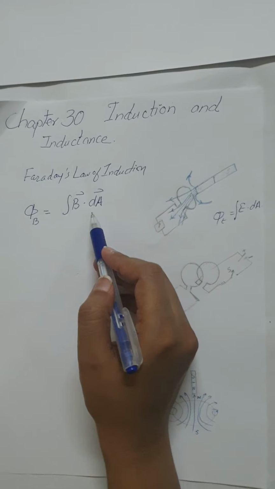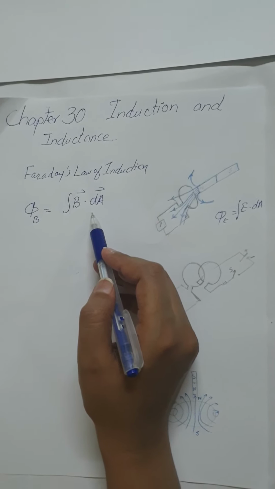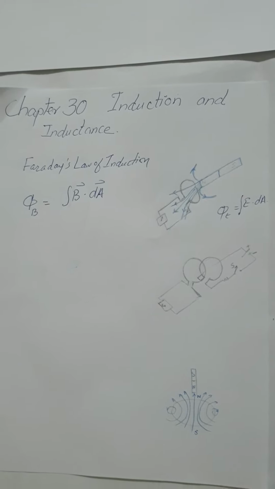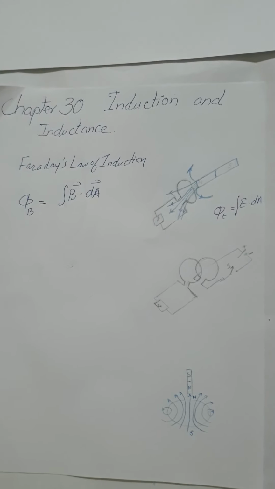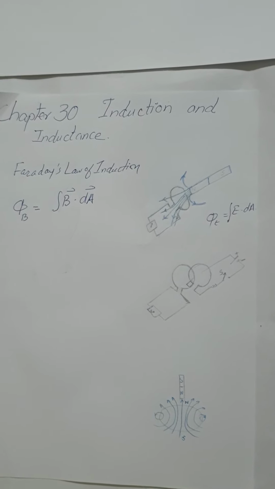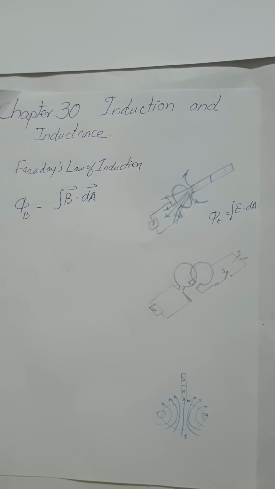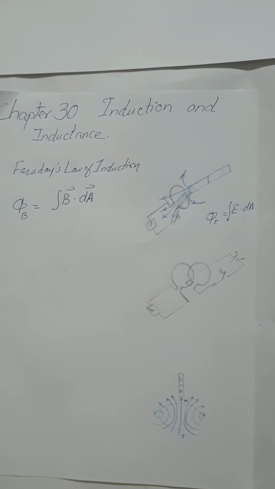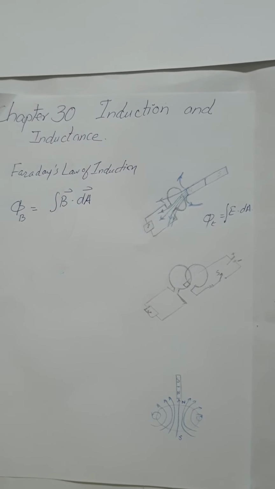This dA is perpendicular to the surface, as in the case of electric flux, we want the component of the field that passes through the surface. So the dot product of the field and the area vector automatically gives us that passing component on the surface.